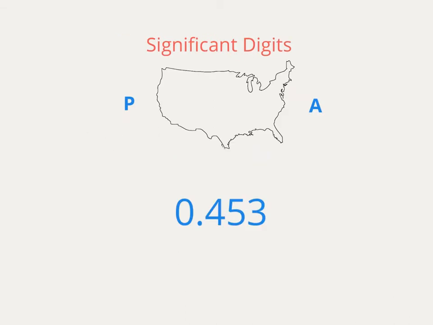So let's take a look at a couple of examples. So for our first example, 0.453, our decimal point is present. So we're going to move from left to right, from present to absent, or from Pacific to Atlantic, until we get to our first non-zero digit. So in this example, as we go from left to right, 4 is our first non-zero digit. So we're going to keep moving towards the right and count every digit that follows because they're all going to be significant. So in this case, as we keep moving left to right, we are going to count the 4, the 5, and the 3. So 0.453 has 3 significant digits, or 3 sig figs.